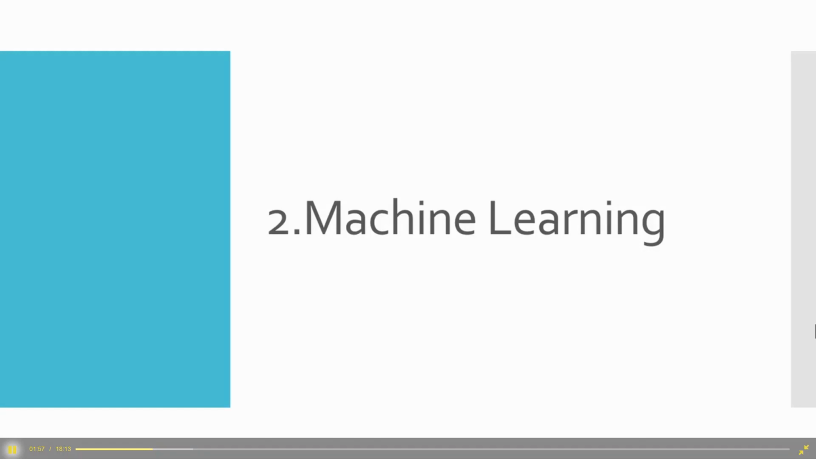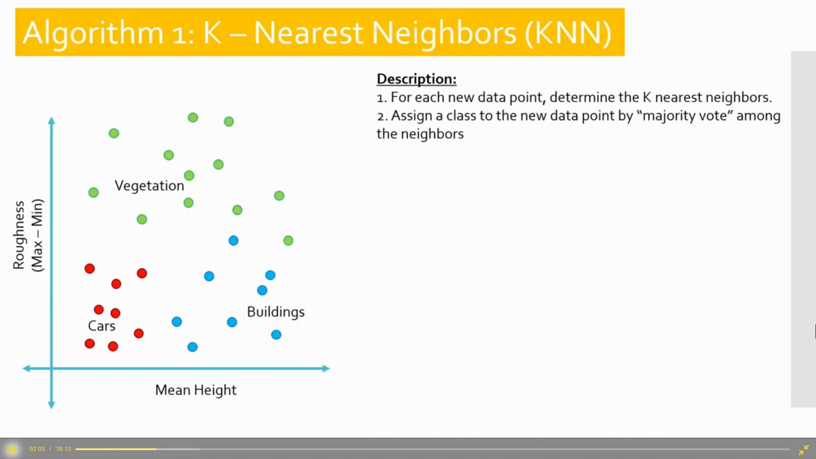So then we're going to look at some different ways, different algorithms for machine learning. This is a random grouping of data that we've set up. And the first one we're going to look at is nearest neighbor.